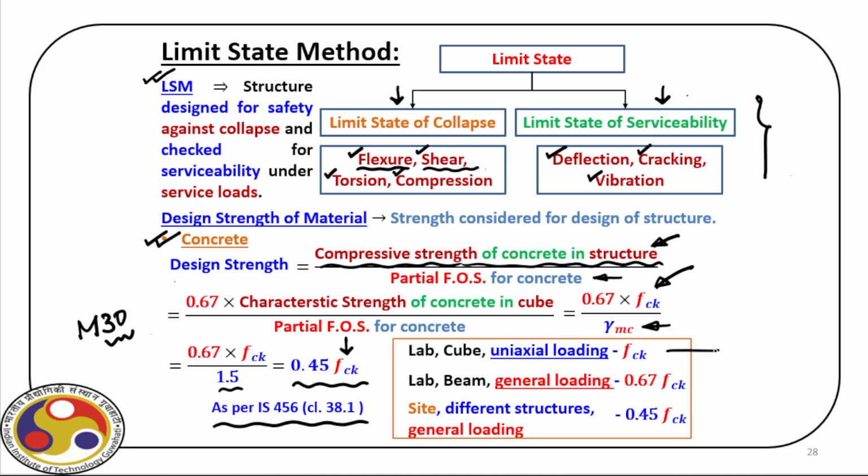So we start with uniaxial loading over the cube. From there we apply a factor of 0.67, and then we again apply a factor of gamma MC, which is 1.5 in case of concrete, and finally we get the design strength. So the approach is straightforward.